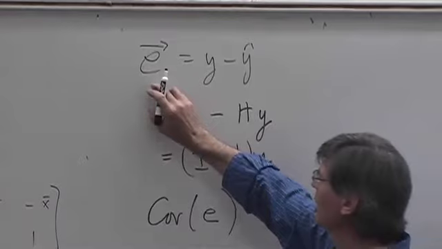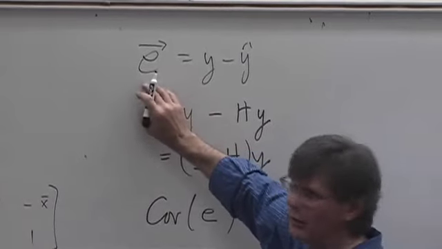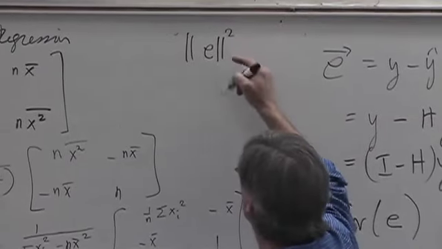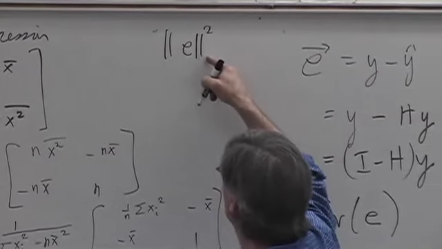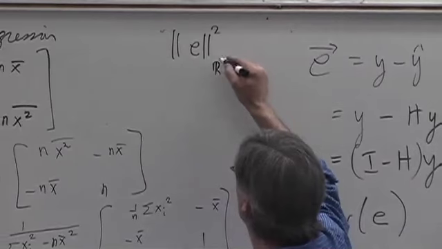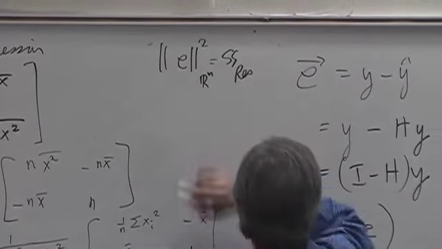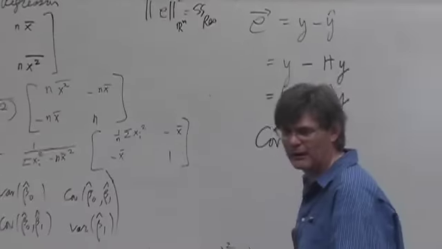But the square length of that is what we call SS residual. E squared is the inner product, the square length in Rn. That is equal to SS res. Remember we had that picture with the triangle and all that good stuff?